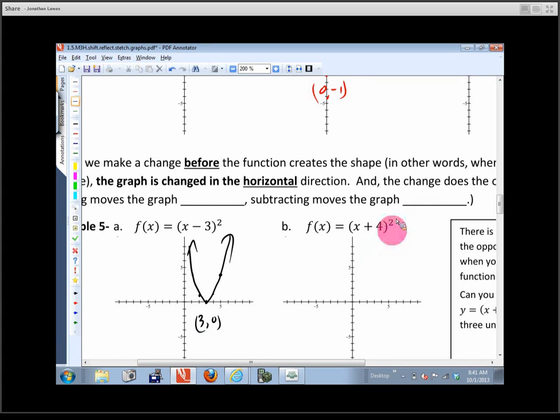Where is this vertex? Okay, -4, 0. But it's the same shape. Again, from the vertex, go left and right 1, go up 1, left and right 2, go up 4. So I get exactly the same shape. It's just been moved left or right.